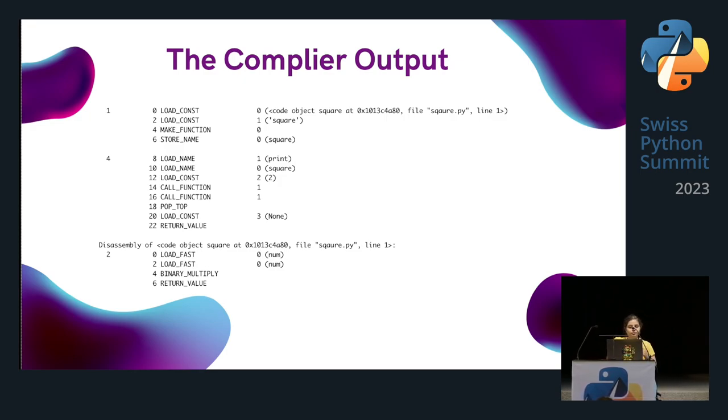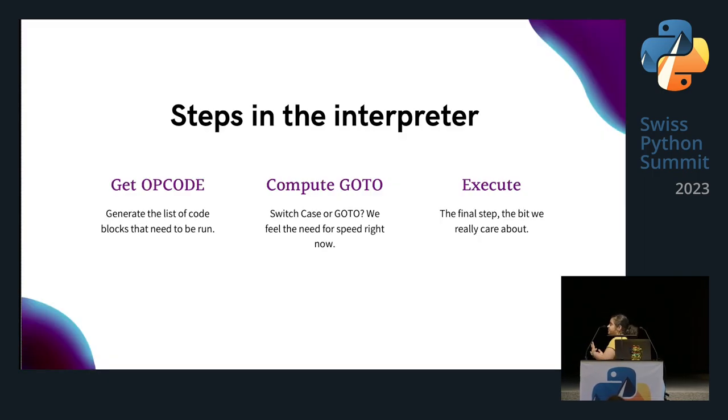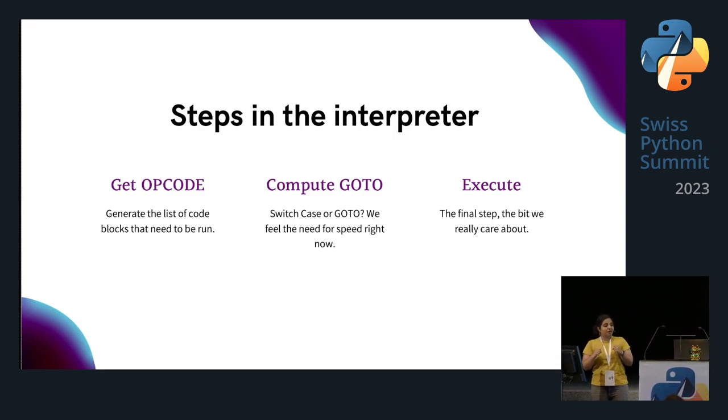And then we actually move on to the interpreter. The interpreter gets this huge list of opcodes. It computes GoTo, which we will again talk about. And then it executes the code, which is all we really see.